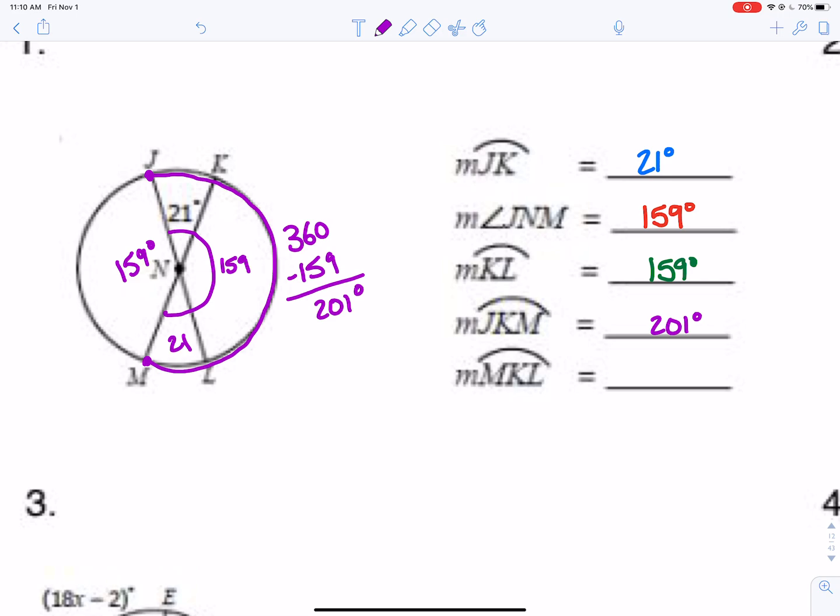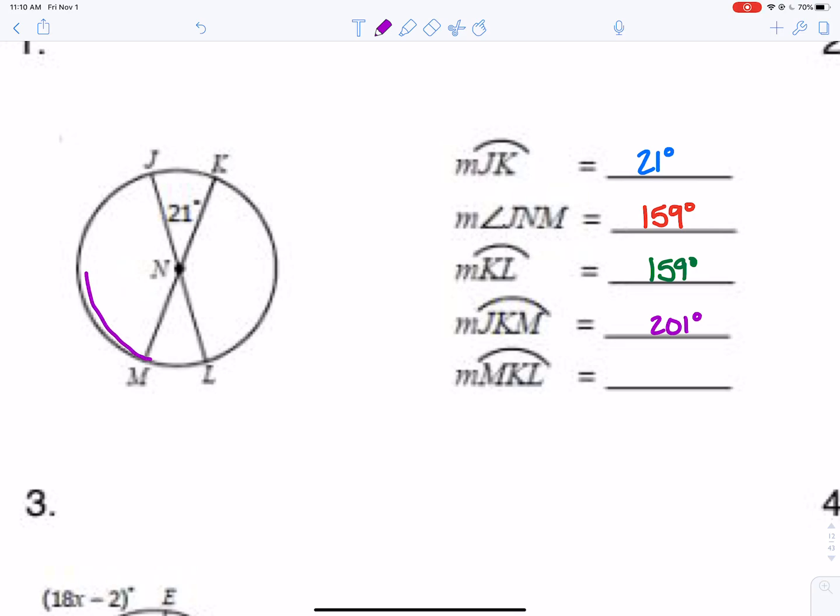Yes, so then the measure of arc MKL, so you want to draw it in the order they say it, so you can figure out if it's major or minor or a semicircle. So MKL goes in this order from M to K to L. So that would be everything, which is 360 minus 21. So that would be 339.